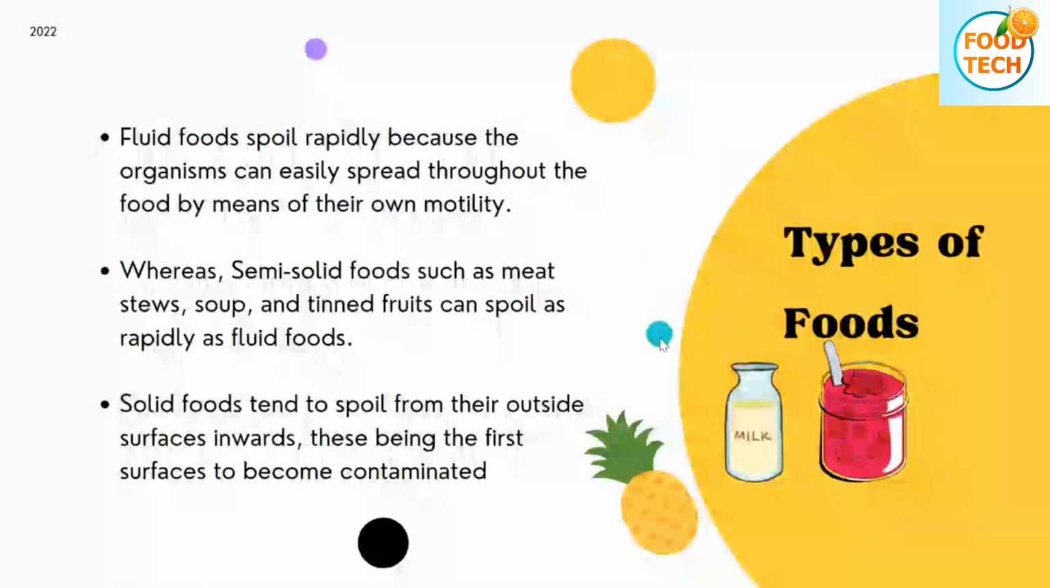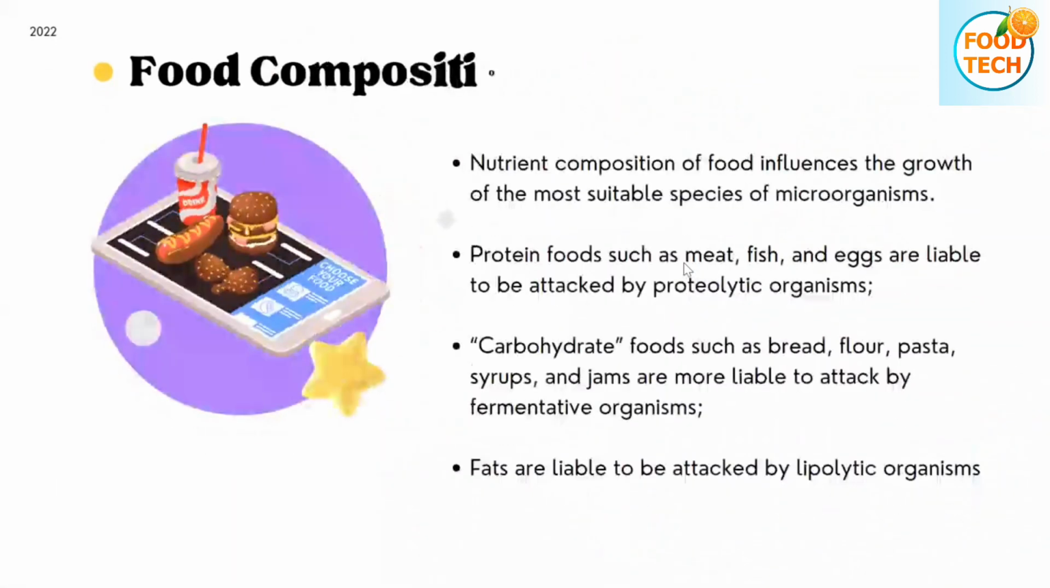So solid foods might take some time for the microbes to spoil. But liquid and semi-solid foods can be easily spoiled, and the obvious reason is water. Because of water, microbes can easily move around. So now we'll talk about food composition. How does food composition affect spoilage, right?